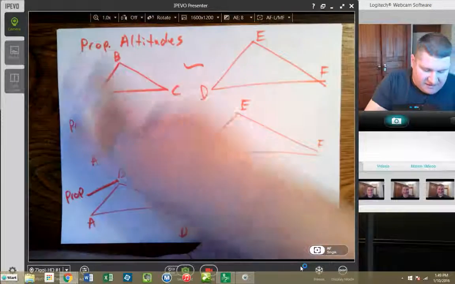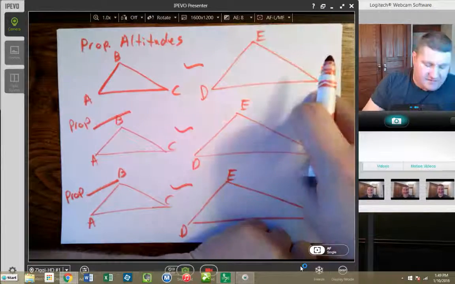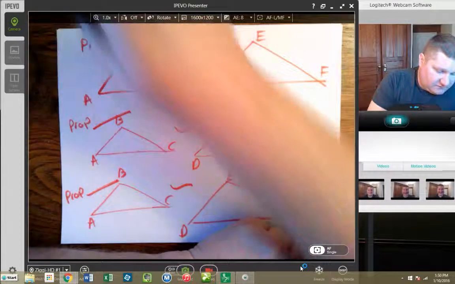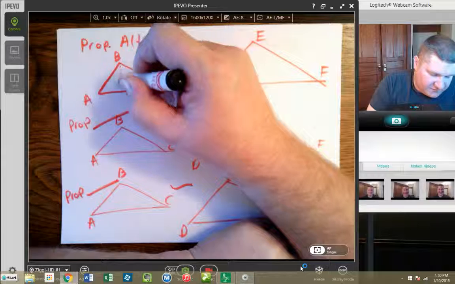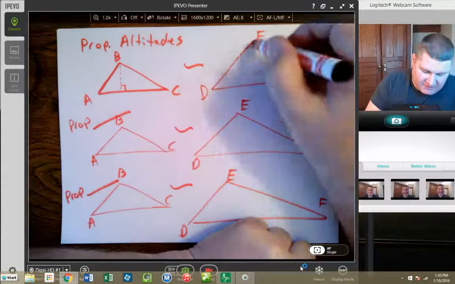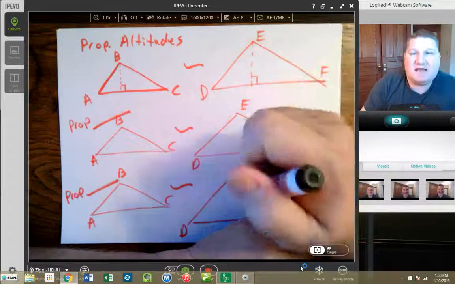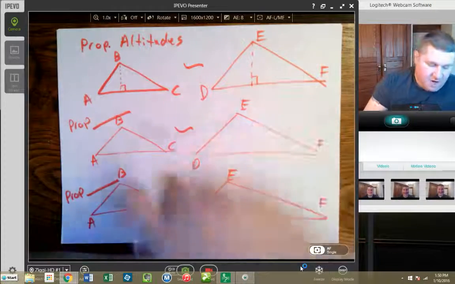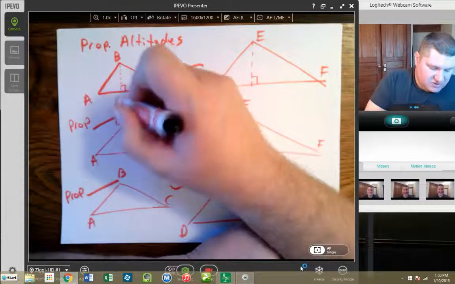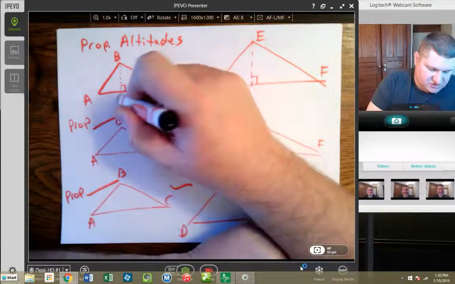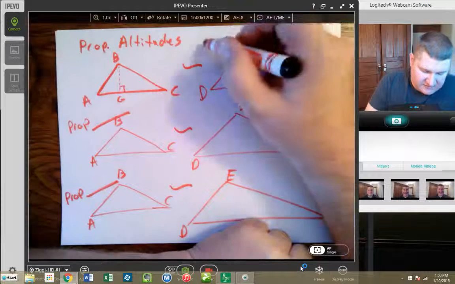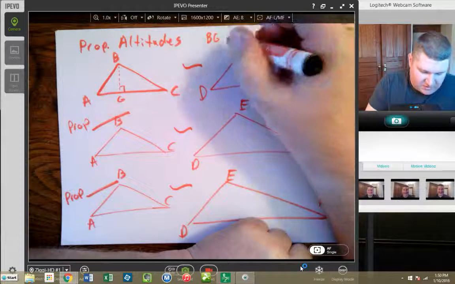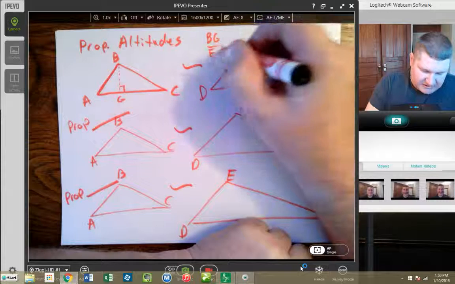First of all, if I have triangle ABC and triangle DEF, and those two triangles are similar, what I can say is altitudes. Altitudes, of course, go from one side and make a right angle with the opposite side. In both cases, corresponding altitudes, so the altitudes from the same type of angle to the same type of angle, are also going to be similar. So A, B, C, D, E, F, G, H. So what I would say is BG would be proportional to EH.